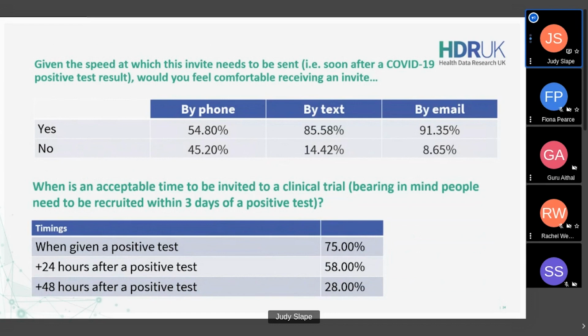This was particularly the case if people were not feeling well after contracting COVID. It was also felt that by doing it at once and being told about multiple trials at the same time, as long as it was brief and simple and signposted to additional information, it would give the individual more confidence in the approach rather than being a bit haphazard.